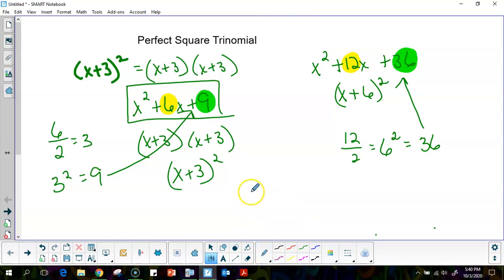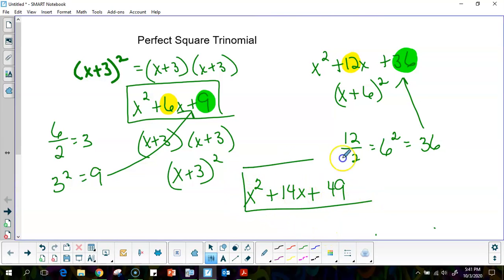Let's see another example. Let's see, x squared plus 14x. You could probably guess what goes here. Divide the 14 by 2 and then square it and you get 49. That is also a perfect square trinomial, and that would be x plus 7 squared.